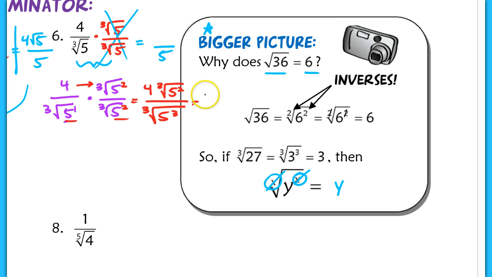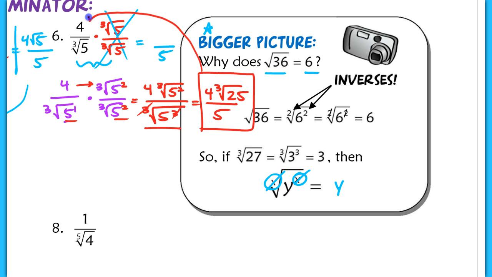Now, in the denominator, this expression here simply reduces to just 5 because these are inverse operations of one another. So now overall, my final answer is 4 times the cube root of 25. I just simplify this 5 squared here. Okay, so 4 times the cube root of 25 over 5 is the rationalized expression for our original problem 4 over the cube root of 5.